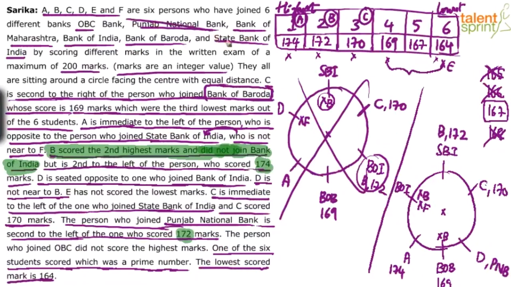Right? In terms of banks, we have done SBI, BOI, BOB, PNB. Punjab National Bank is marked. SBI is marked. Bank of Baroda is marked. Bank of India is marked. What is left out? OBC and Bank of Maharashtra. So that we have to figure out.